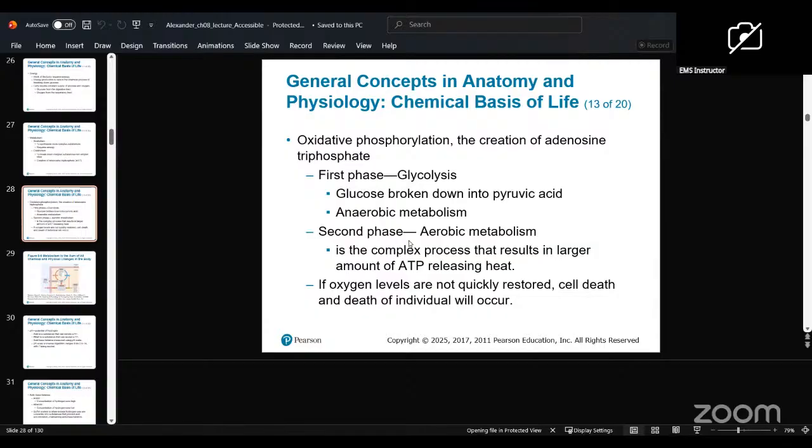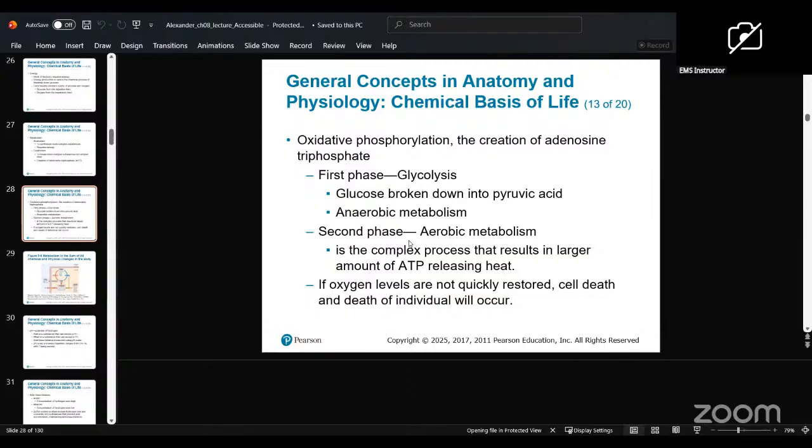We have two types of metabolism that we're really gonna talk about. We have aerobic and anaerobic. So aerobic is with oxygen, anaerobic is without. So aerobic metabolism is a complex process that results in larger amounts of ATP releasing heat. So again, or I'm sorry, anaerobic is with oxygen, aerobic is without. That is my bad. I am sorry.